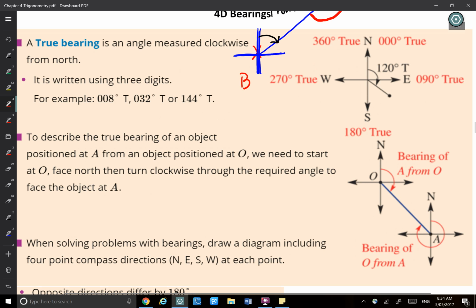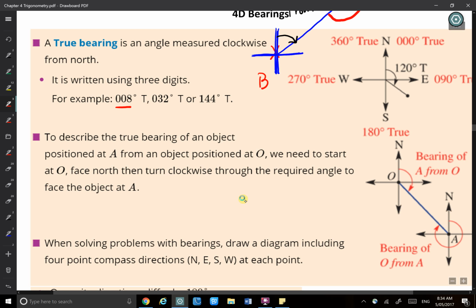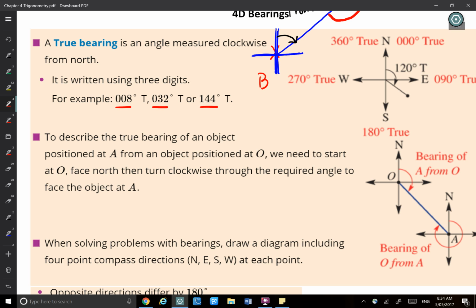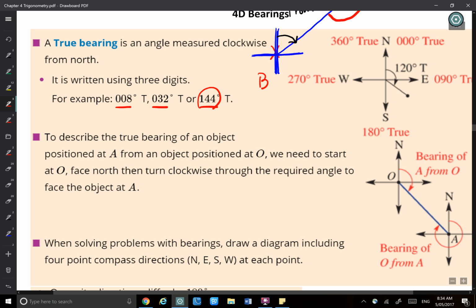A bearing must have 3 digits. Even if you have 8 degrees, you need to write 008 degrees. If you have 32, you need to write 032 degrees. If it's 3 digits already, then just 144. And after the degrees, you write T. That means true bearing.